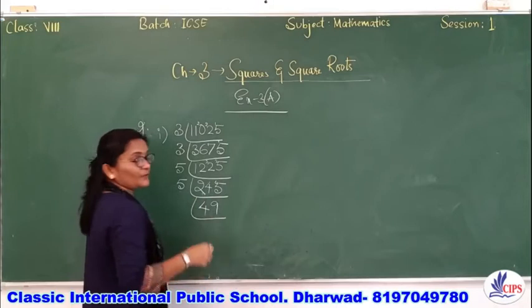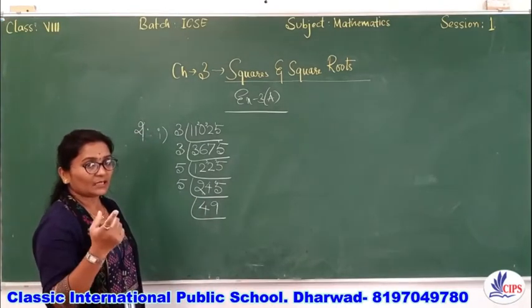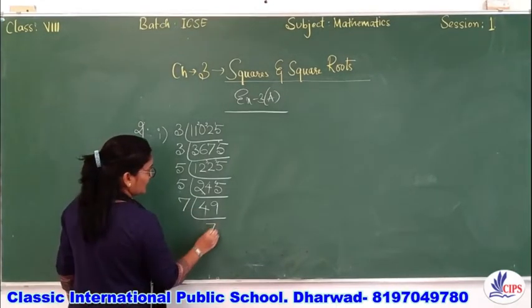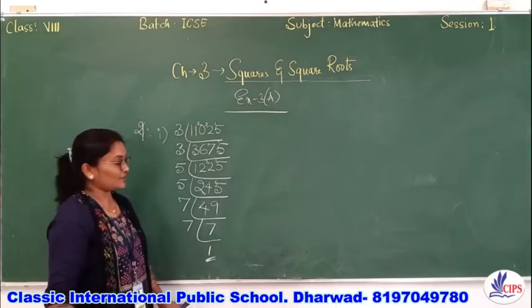Now, in which number do we have 49? 49. We don't have in 3, we don't have in 5. Next, it's with 7. So, 7 7s is 49. So, I'll take 7 7s are 49 and here 7 1s are 7. So, we have completed the factorization.